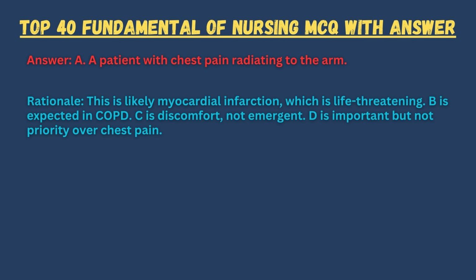Answer: A. A patient with chest pain radiating to the arm. Rationale: this is likely myocardial infarction, which is life-threatening. B is expected in COPD. C is discomfort, not emergent. D is important but not priority over chest pain.